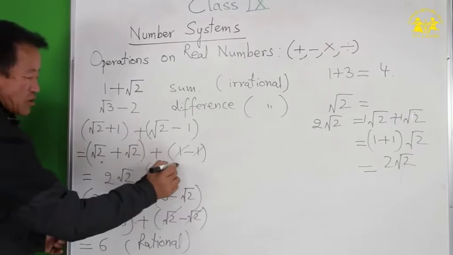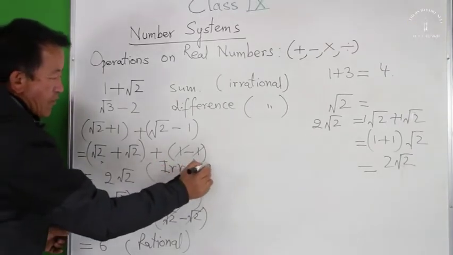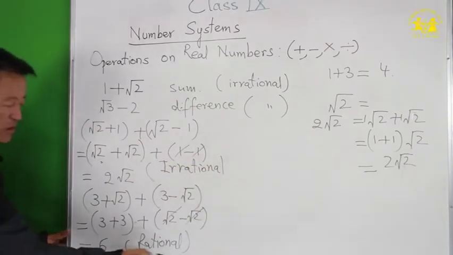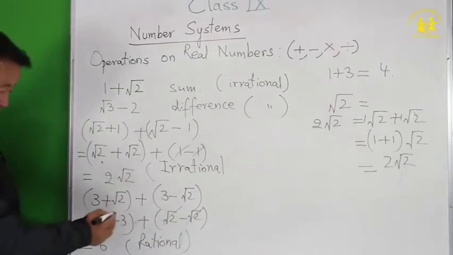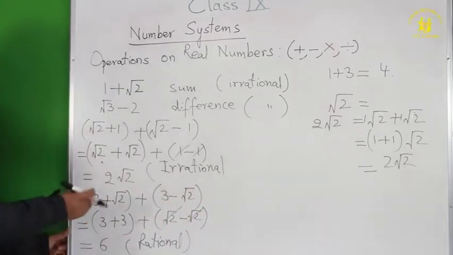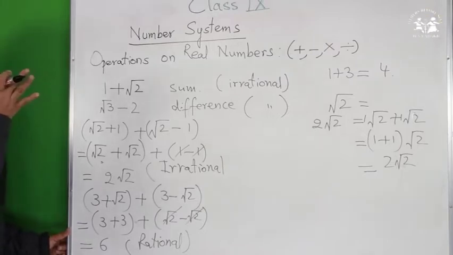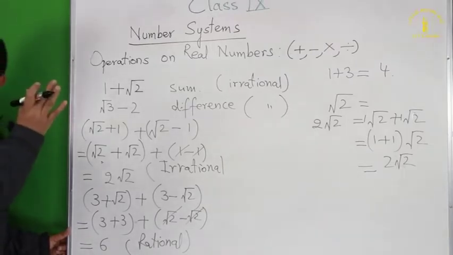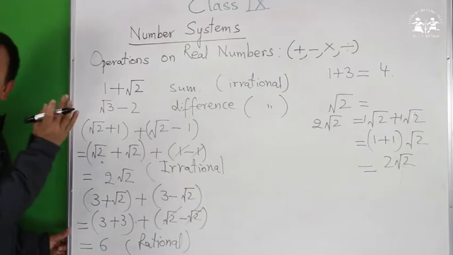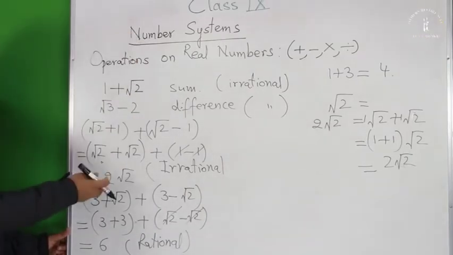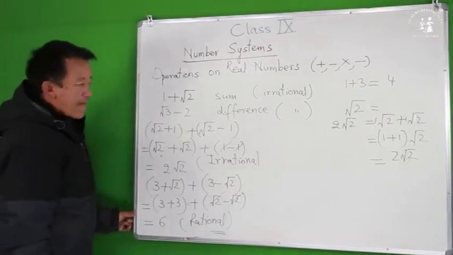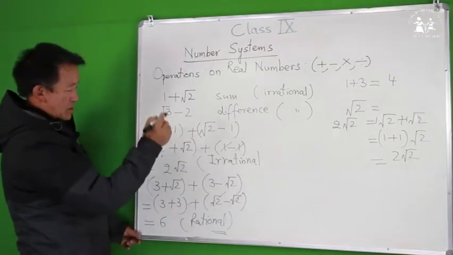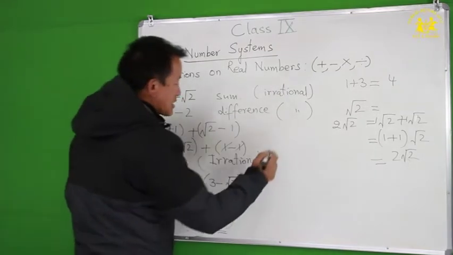So the sum of irrational numbers need not be irrational, it may be rational. For example, root 2 plus root 2 and root 2 minus root 2 cancel, giving a rational number. That is the sum and the difference. Now the product.